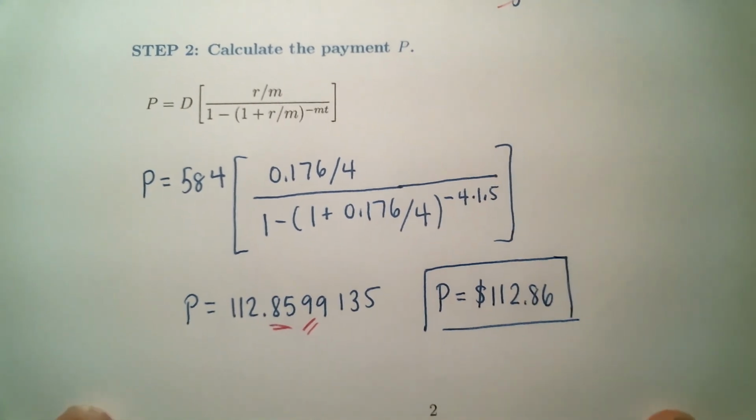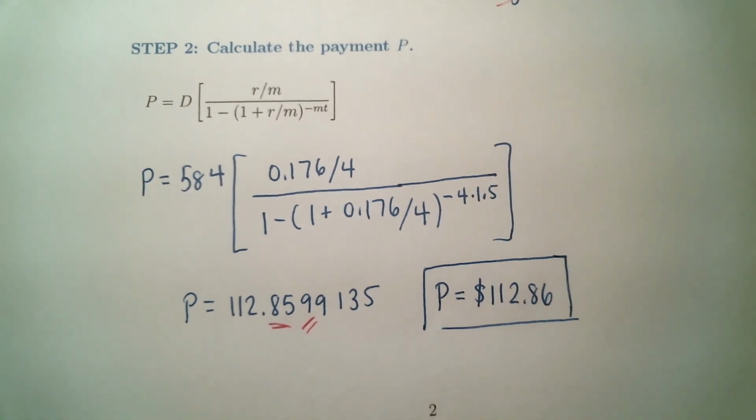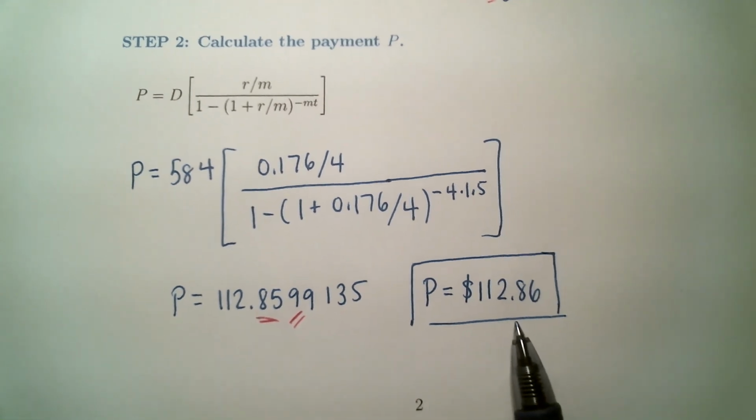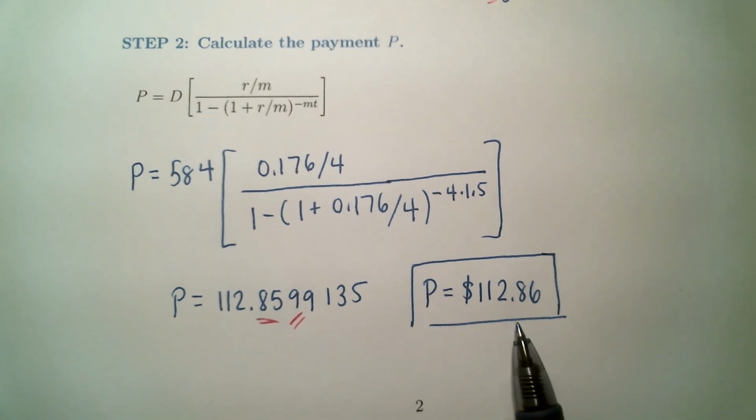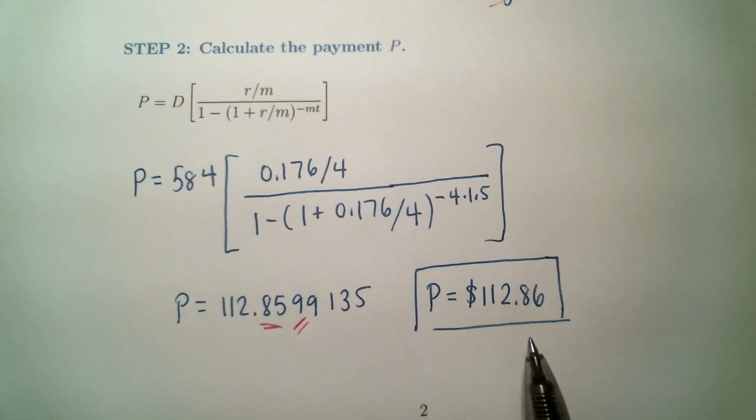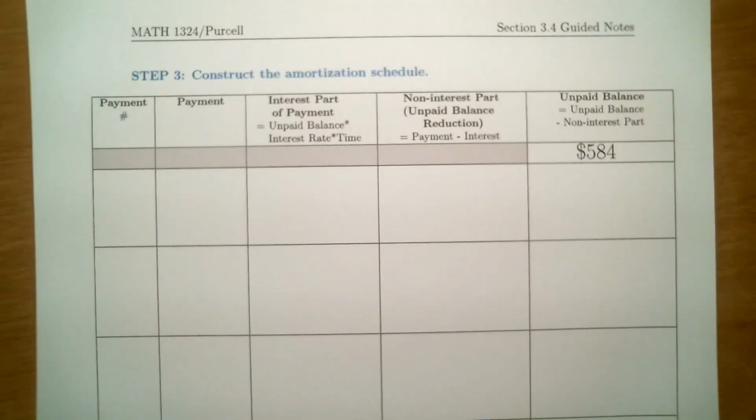$112.86. Since we know the quarterly payment, we are going to build the amortization schedule, so you can see how the 6 payments of this amount go towards paying off the $584 purchase price plus all the interest that accrues on the unpaid balance. Let's go check it out.